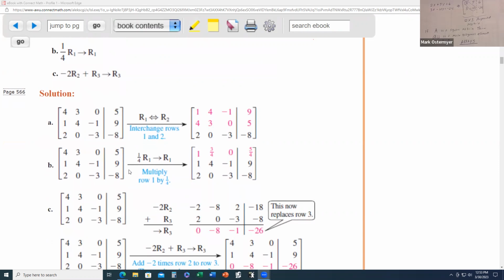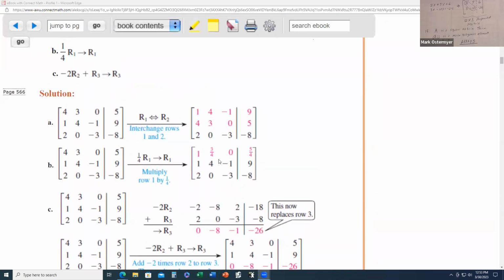So the second elementary row operation is saying I'm going to multiply all the entries in row 1 of the original matrix by 1/4, and that will produce a new equivalent row 1. So 4 times 1/4 is 1. 3 times 1/4 is 3/4. 0 times 1/4 is 0. 5 times 1/4 is 5/4. Do we understand what happened with that elementary row operation there?